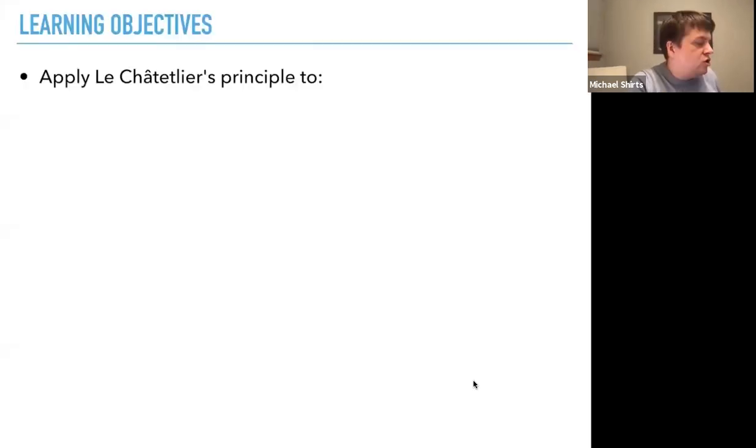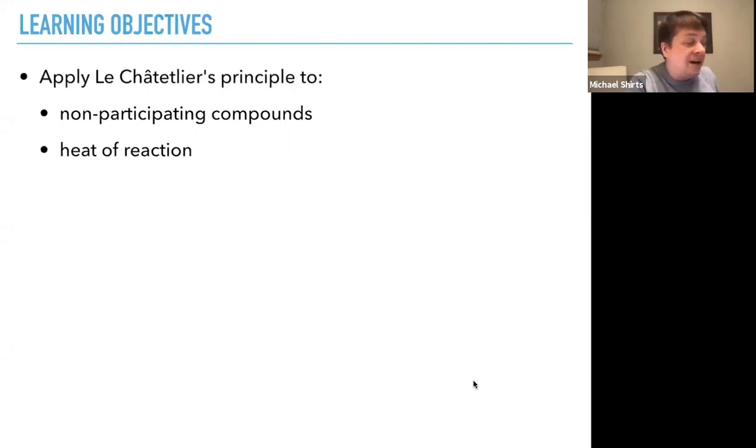All right, in this segment, we're going to continue to talk about Le Chatelier's principle and a few other situations. So the learning objectives here, and let me switch over to the tablet. The learning objectives in this segment are to apply Le Chatelier's principle to non-participating compounds, include heats of reaction, and then look at it in some more complex situations.